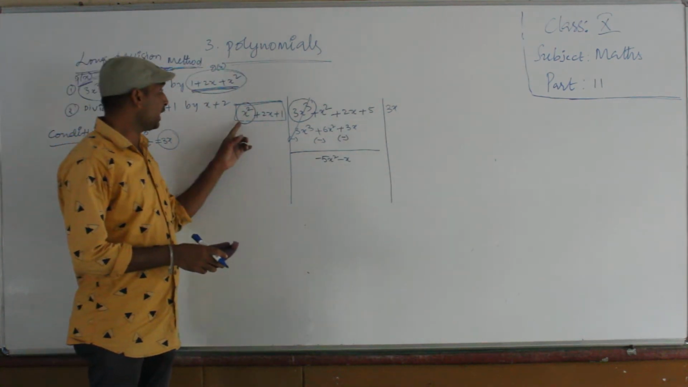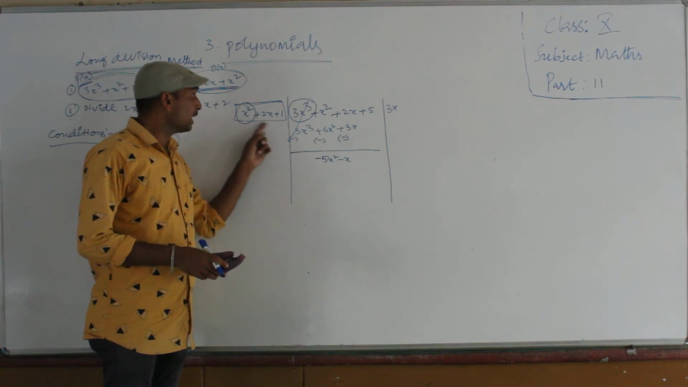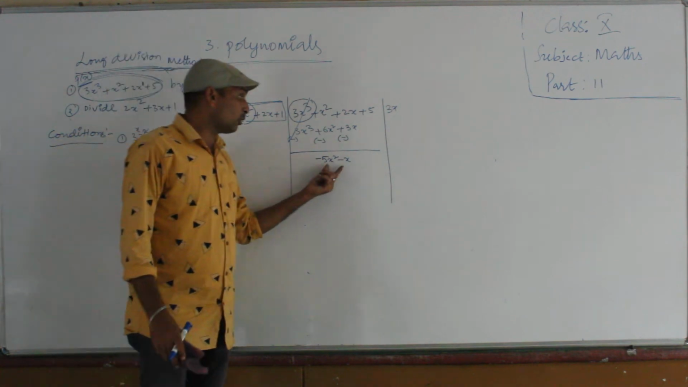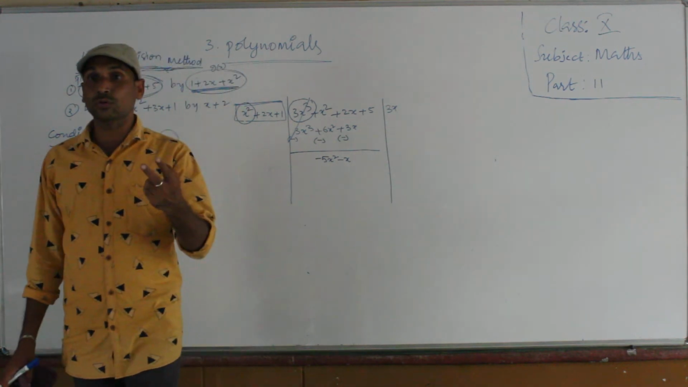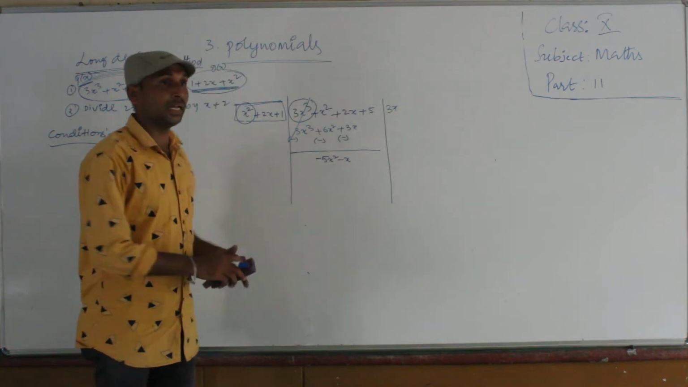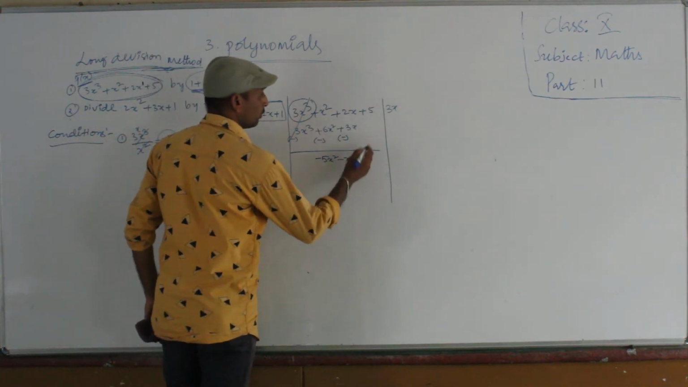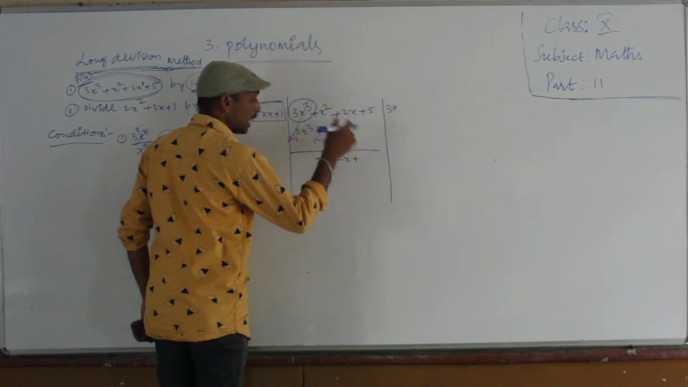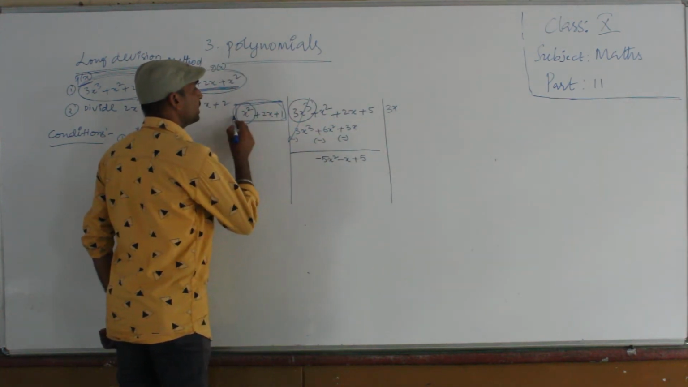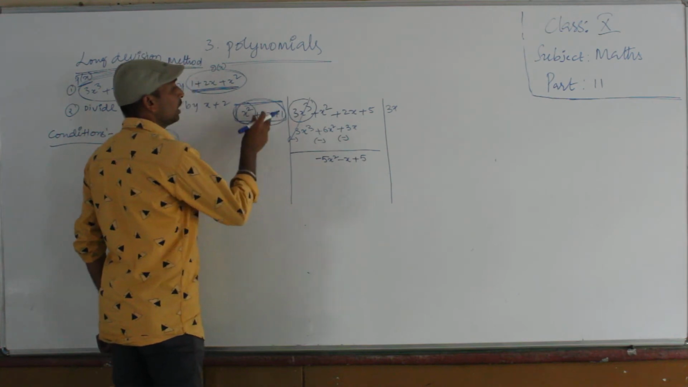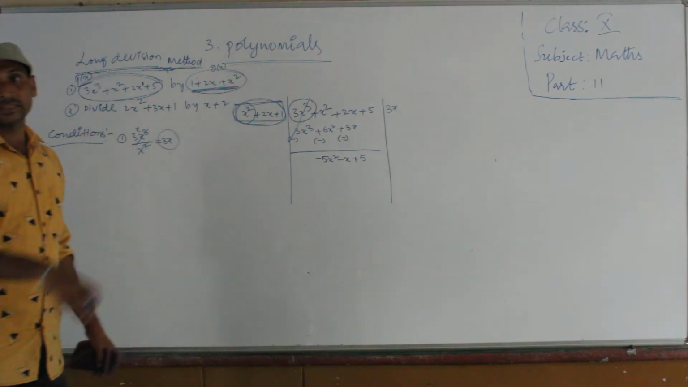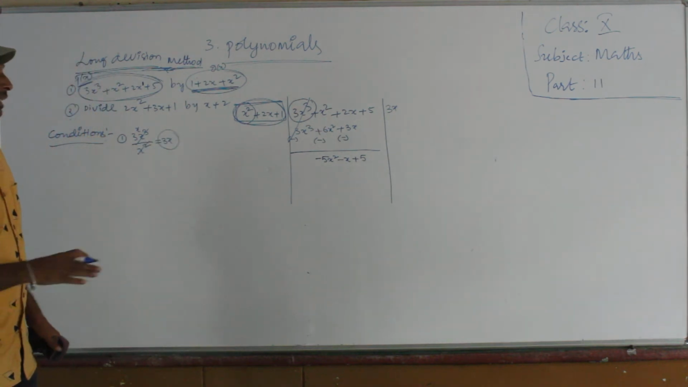In the divisor, how many terms are there? 3 terms. In the remainder, how many terms are we getting? 2. So one more term we can write here in the remainder, because we have 5 now, and that also we have to take. The divisor has that many terms, so you have to take that many terms in the remainder also.